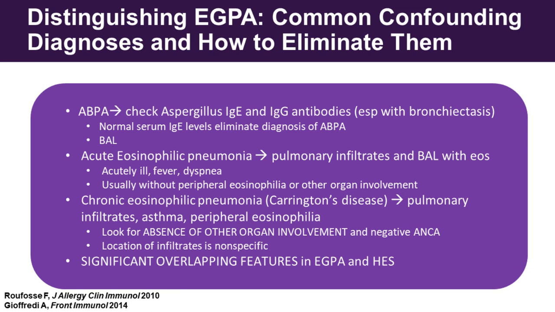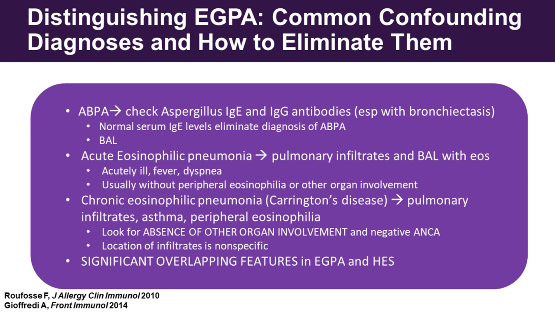Two of the harder ones to differentiate are acute eosinophilic pneumonia and chronic eosinophilic pneumonia. Especially with chronic eosinophilic pneumonia, you can get pulmonary infiltrates, you can get asthma, and you can get peripheral eosinophilia. So when you see those three things, you're obviously going to think about EGPA. That should be really high in your differential, and it's very difficult to differentiate those two. So what you're really looking for here is the absence of other organ involvement and a negative ANCA. Again, half the people can have a negative ANCA anyway, but there aren't really great biomarkers to distinguish between these two at this point.